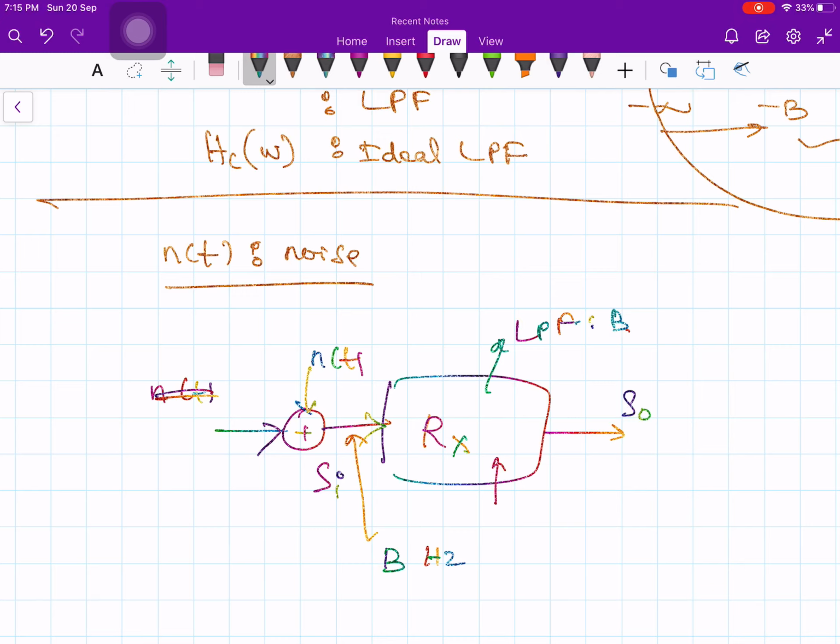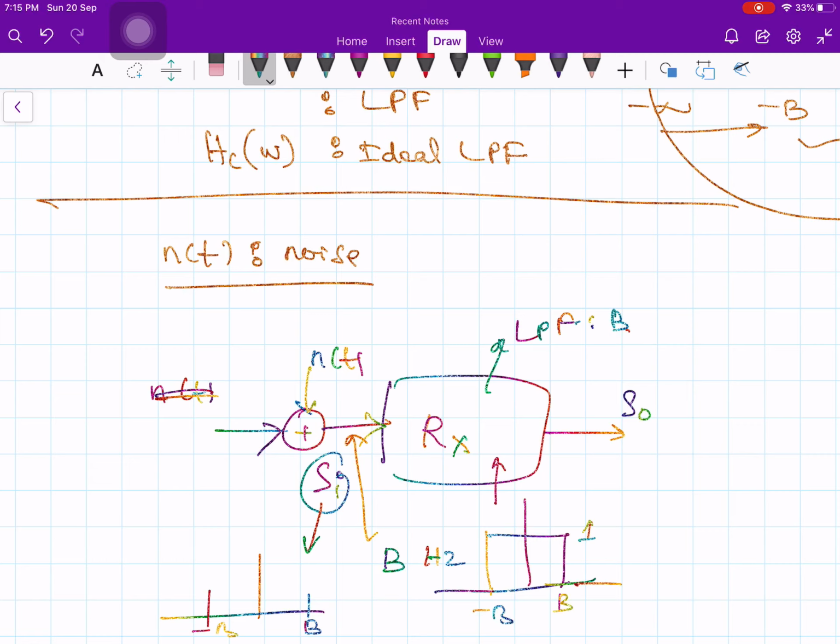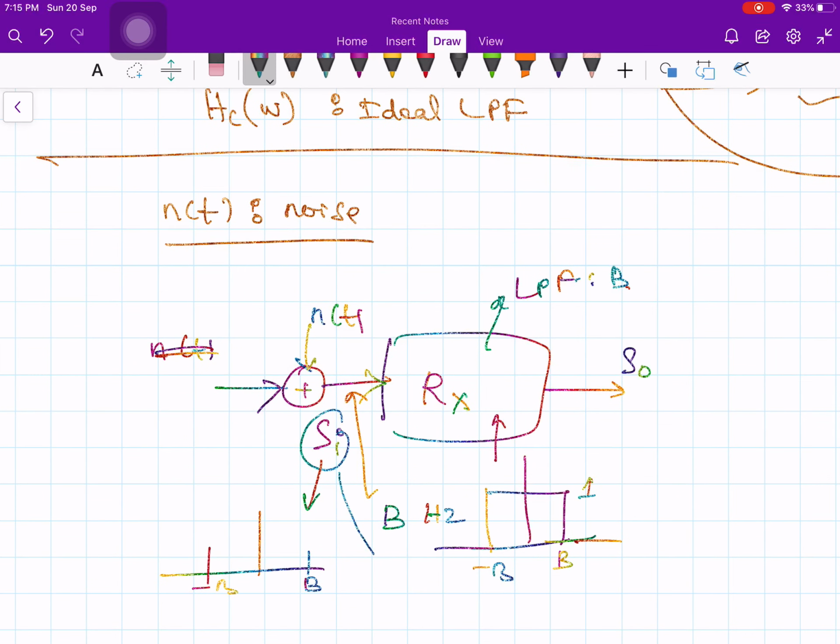Because my input signal Si has the bandwidth of minus B to plus B, my low pass filter provides unity gain between minus B and plus B. So it is neither amplifying nor attenuating. Therefore, the input power is the same as the output power.